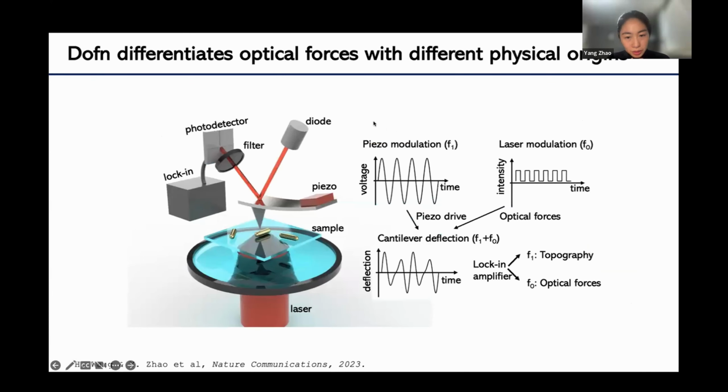So this is what we did. We come in with a laser, which is modulated with a square wave. And then we also modulate the cantilever with a piezo signal. We particularly pick a piezo signal which is slightly different from the laser modulation. This is because we can also decompose the topography information with the piezo modulation and also decompose them into these three types of optical forces.